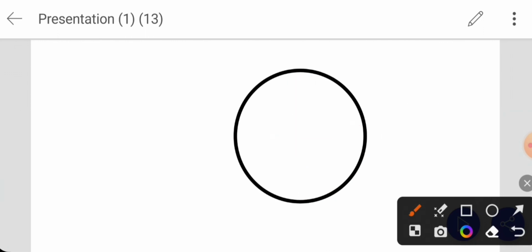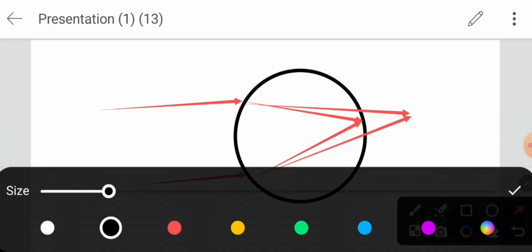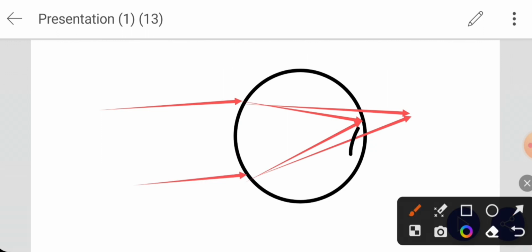Suppose this is the eyeball, and these are parallel rays of light coming from infinity, getting refracted at the cornea and lens. One light ray gets focused on the retina, which is normal, but another light ray gets focused behind the retina, which is abnormal, so it is hypermetropia.